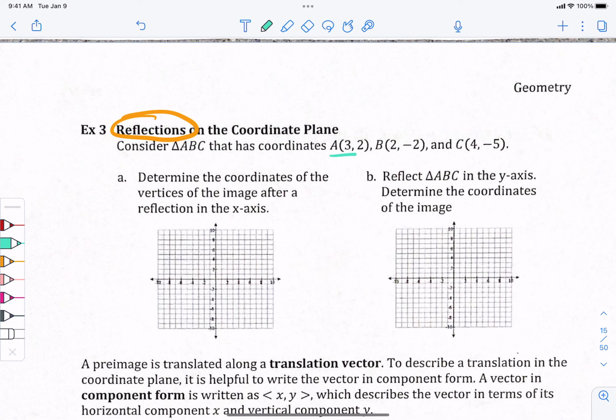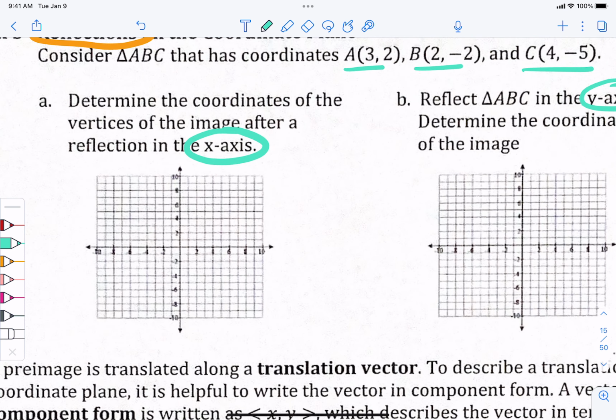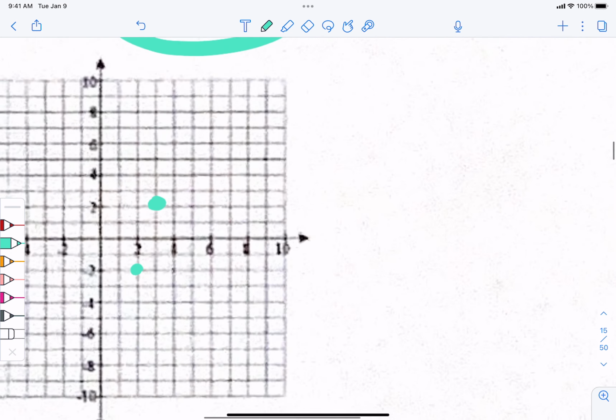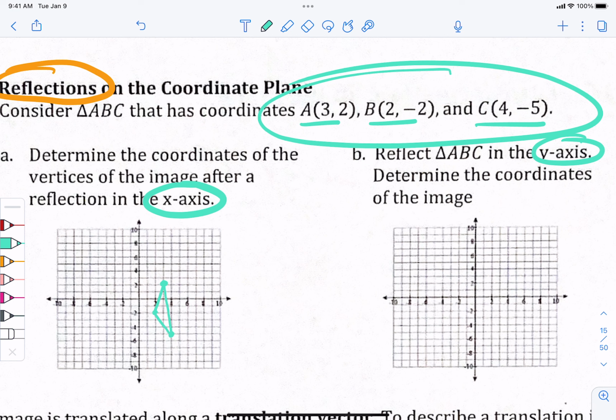They're going to give us some coordinates A, B, C. Over here, they're going to say reflected across the x-axis. Here, they're reflecting it across the y-axis. Okay, so I'm going to show you what this looks like, and then I'm going to show you the rule. A is 3, 2. 2, -2 is this one, and 4, -5. 3, 2. They're up above. These guys right here. We're plotting those guys. You see that? Okay, plotting them there.